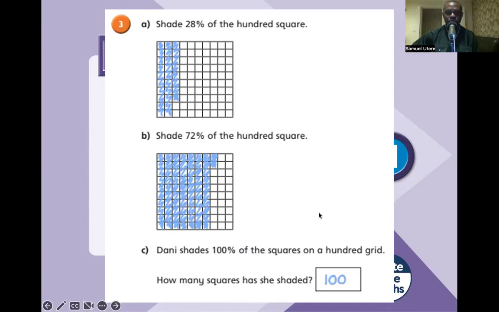Next, for question C, Danny shades 100% of the squares on a 100 grid. How many squares has she shaded? It's 100. 100% is the whole lot. So 100 out of 100 shaded.